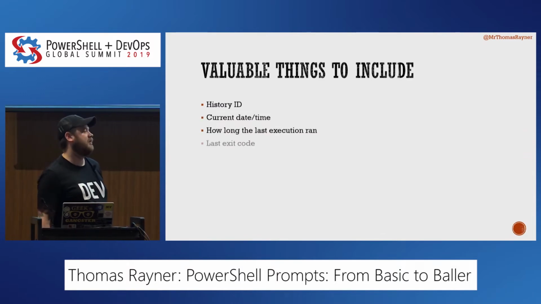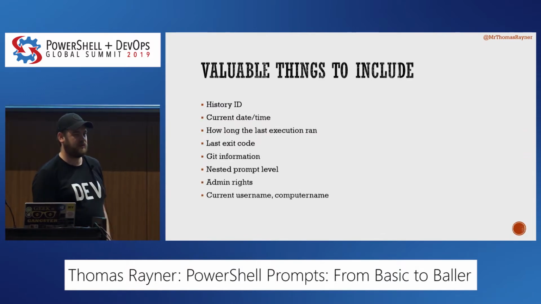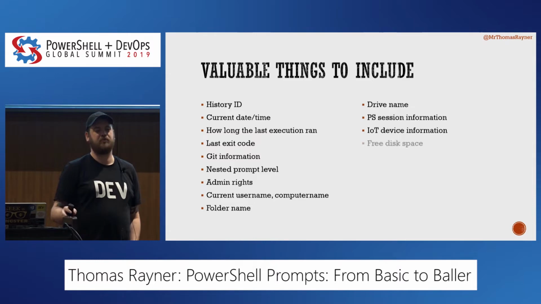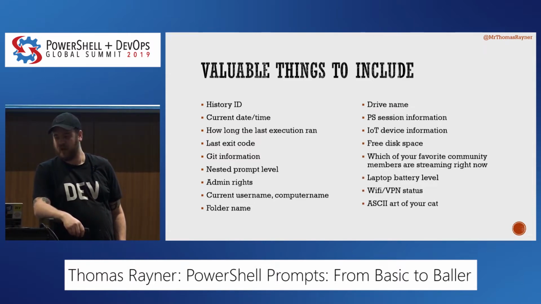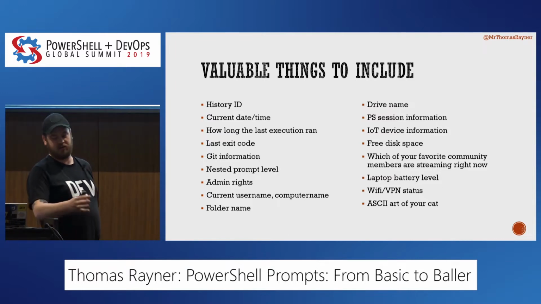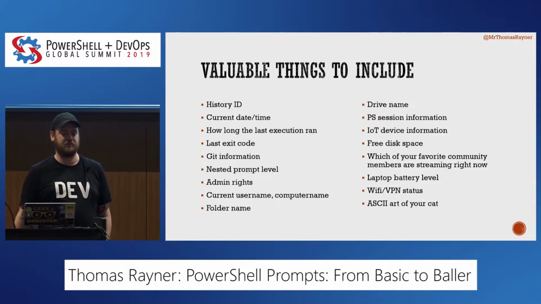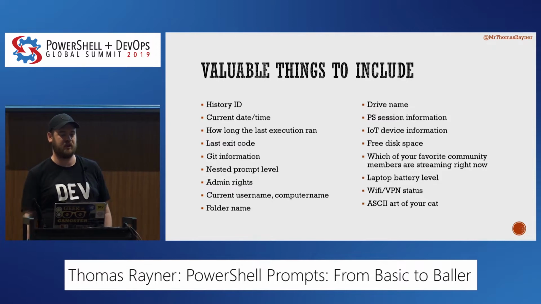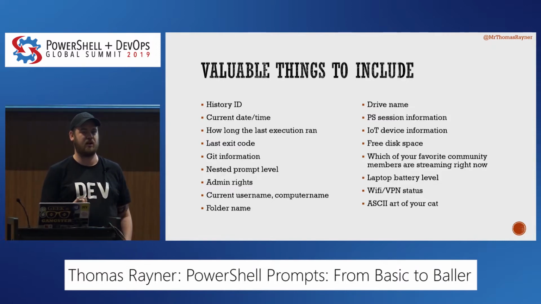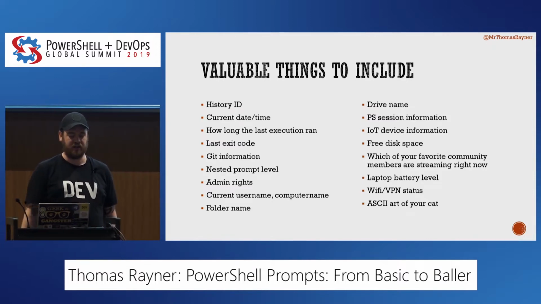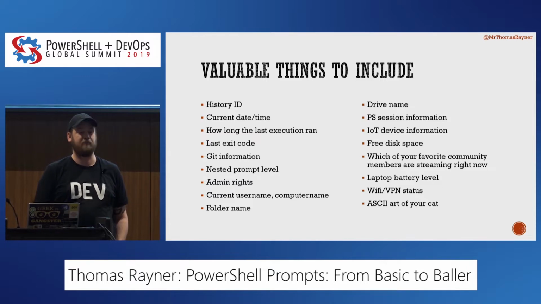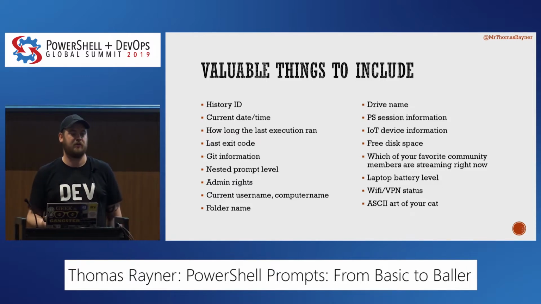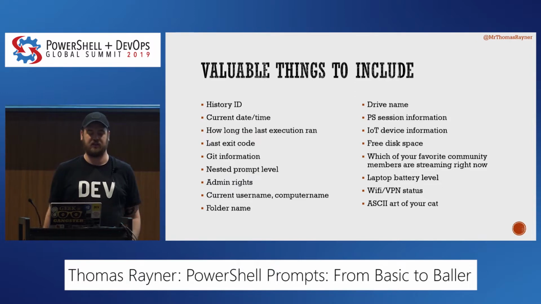What could you include? Instead of just having the present working directory, here's just a brief list of completely reasonable things that you could put in your prompt so that you could see it every time. On the left-hand side are things that are a little bit more predictable and reasonable, like the history ID of the line that you just ran. I'll show you why that's helpful. The last exit code, whether the thing actually worked or not, you don't know unless you just see the error. Information about Git, like there's lots of modules like PoshGit out there that help you with things like that.